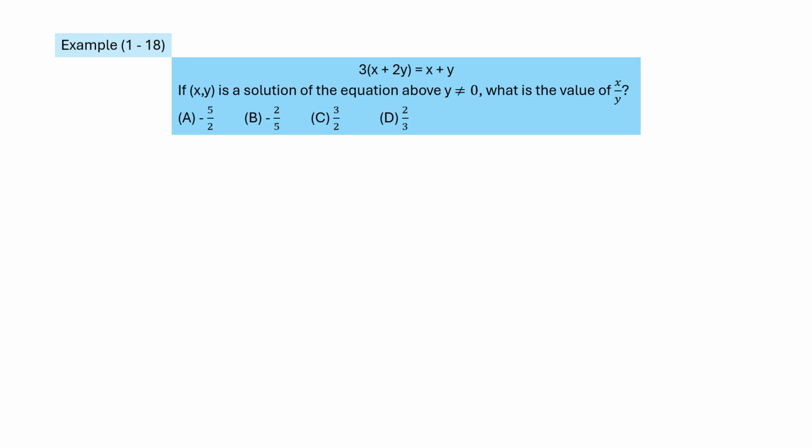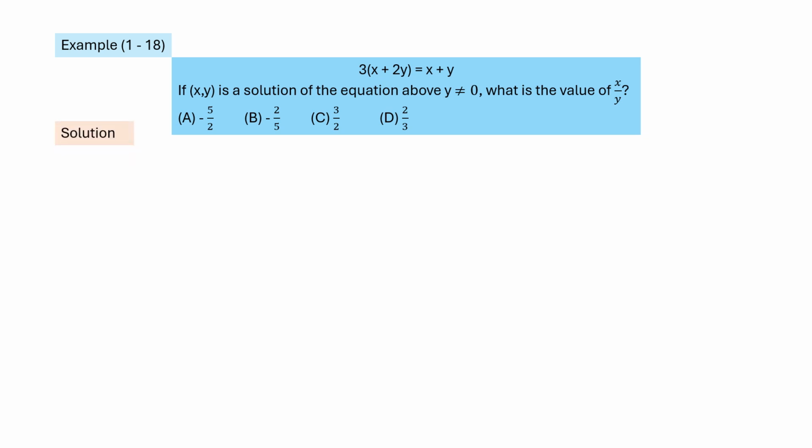Example 118. 3 parentheses x plus 2y equals x plus y. Find the x and y as a solution of the equation above, where y is not equal to 0. What is the value of x over y?